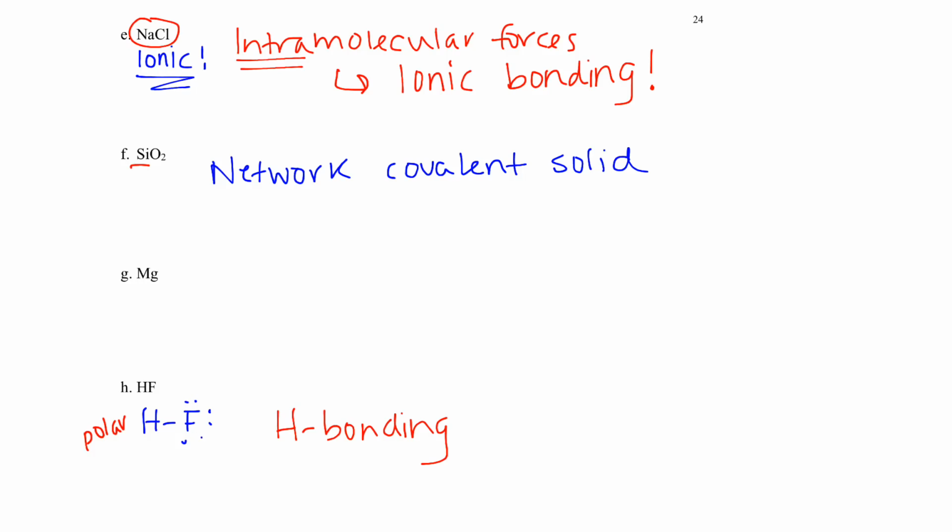The last one on here was G, magnesium. So we did not draw a Lewis structure for this one because it's a single element. So again, if we think about those 5 solid types, which one are we most likely to see there? This is definitely not ionic because it's not a compound. It's not molecular because, again, not a compound. What we have is a single element that's a metal, which means this is a metallic solid.